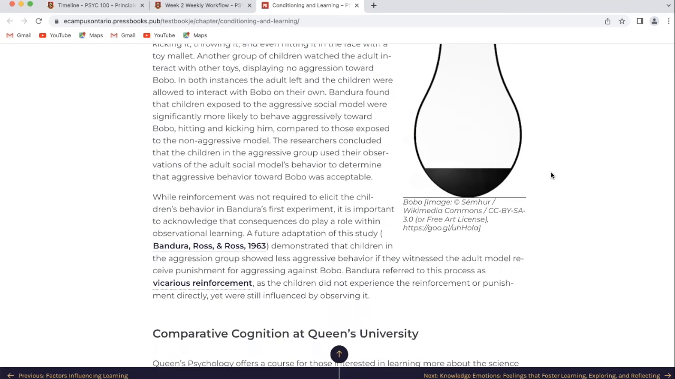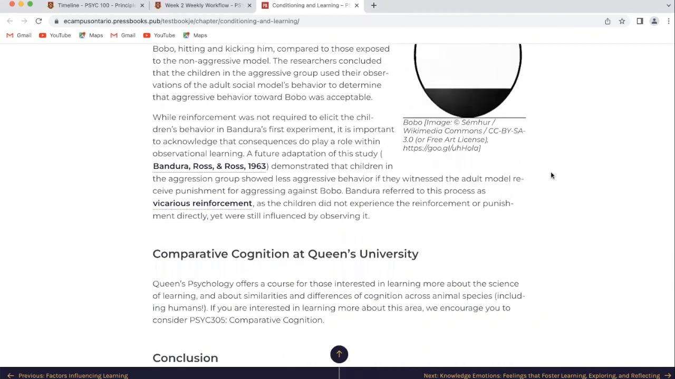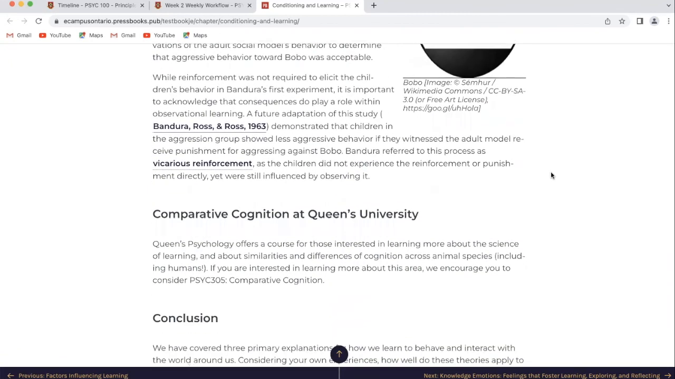While reinforcement was not required to elicit the children's behavior in Bandura's first experiment, it is important to acknowledge that consequences do play a role within observational learning. A future adaptation of this study demonstrated that children in the aggression group showed less aggressive behavior if they witnessed the adult model receive punishment for aggressing against Bobo. Bandura referred to this process as vicarious reinforcement, as the children did not experience the reinforcement or punishment directly, yet were still influenced by observing it.